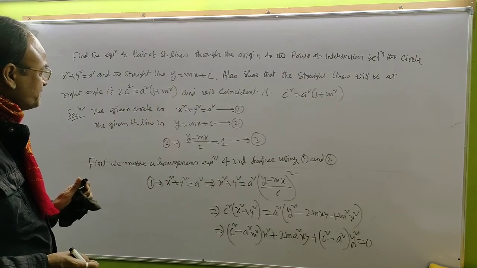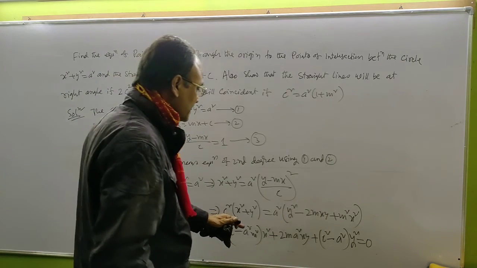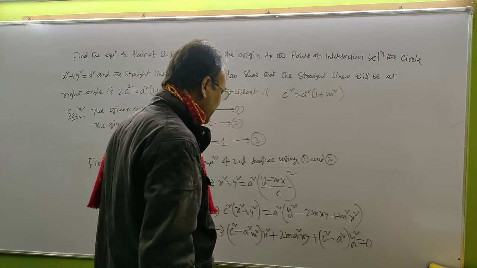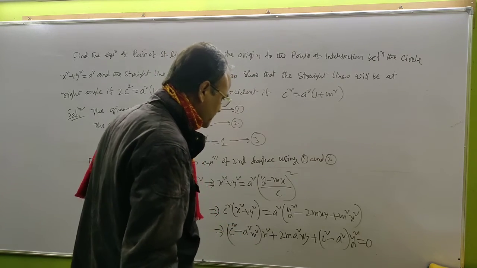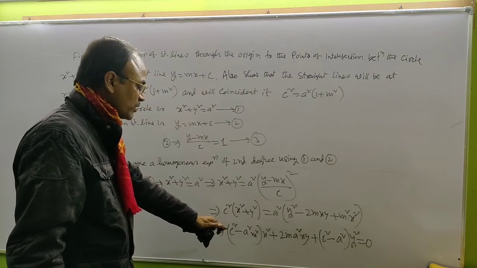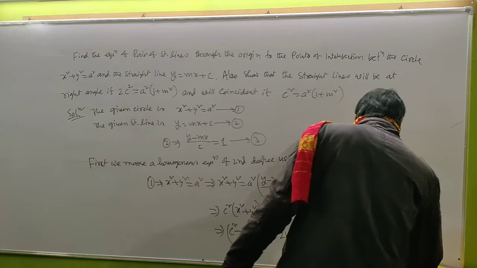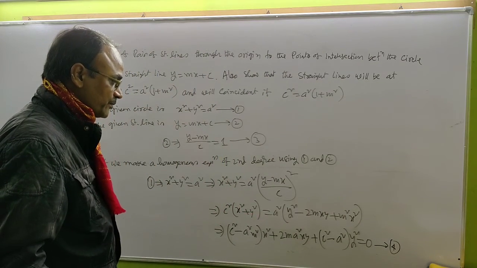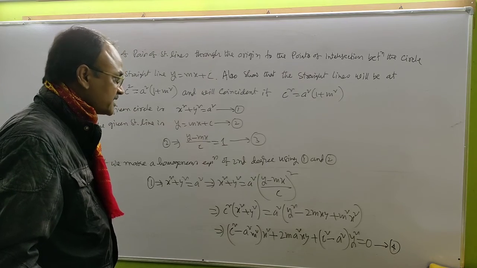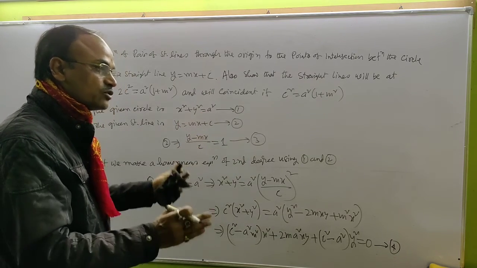Now this is a homogeneous equation of second degree. Suppose this is number 4. Equation 4 is the required equation passing through the points of intersection between the circle 1 and the straight line 2, and passing through the origin.